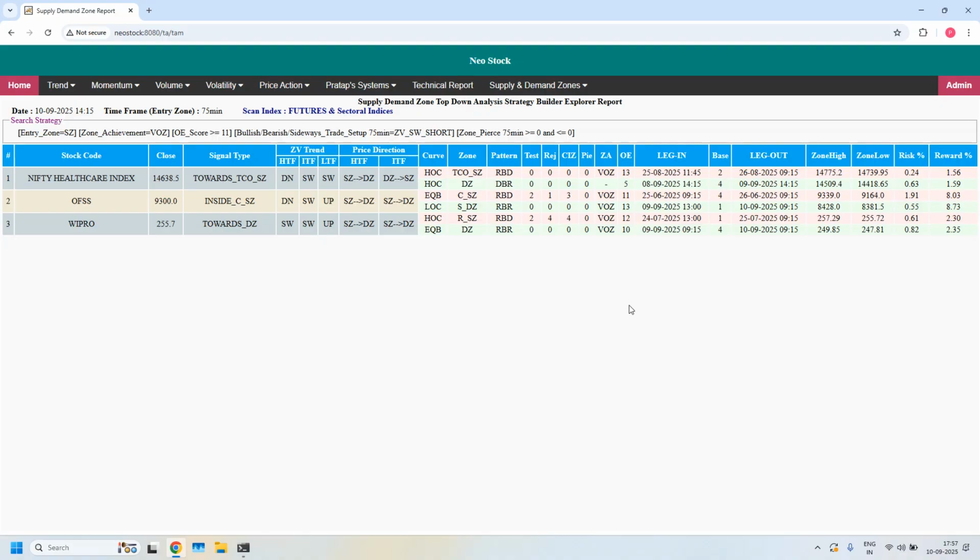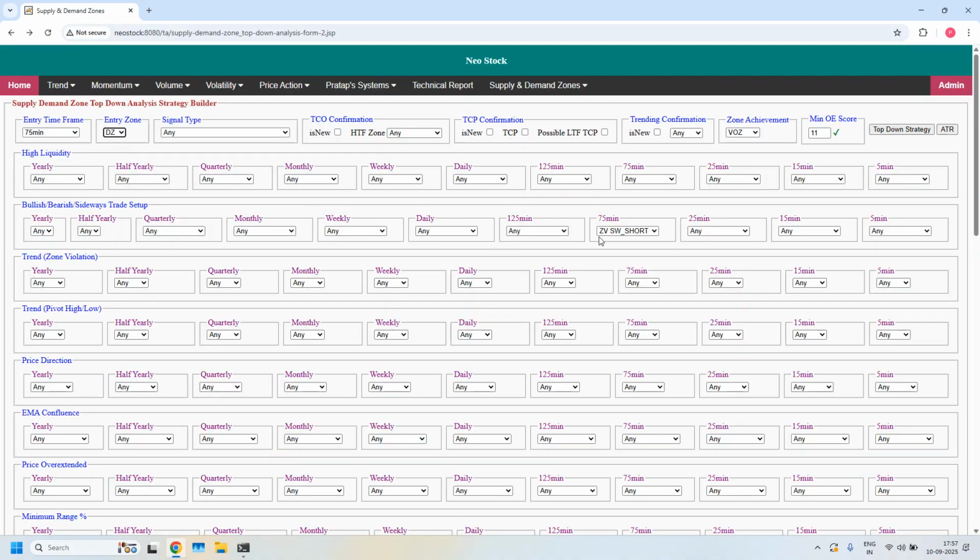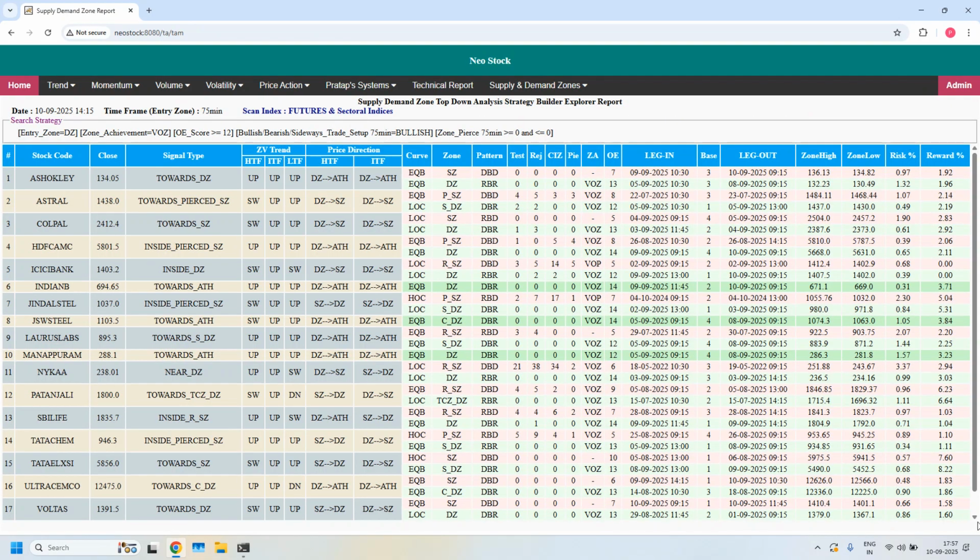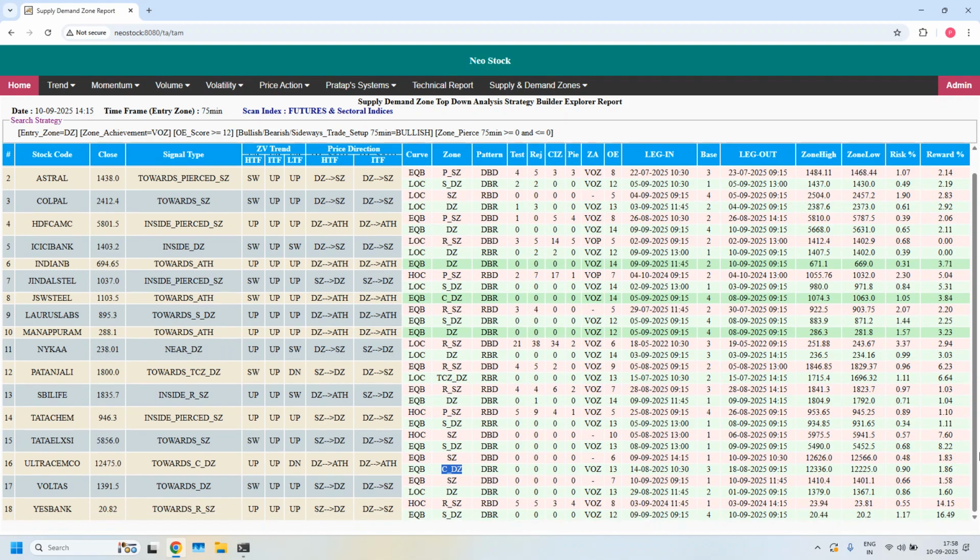Okay, next bullish trade setup for weekly income trade. The entry zones are daily demand zone. Here bullish, and minimum odd enhancers score 12. Let's filter. We got 18 stocks. First 17 stocks are supporting the bullish trade setup for weekly income trade, and entry time frame zones are 75 minutes demand zones in all these stocks. So first 17 stocks, I'm scrolling the list down. So total we got 18 stocks.